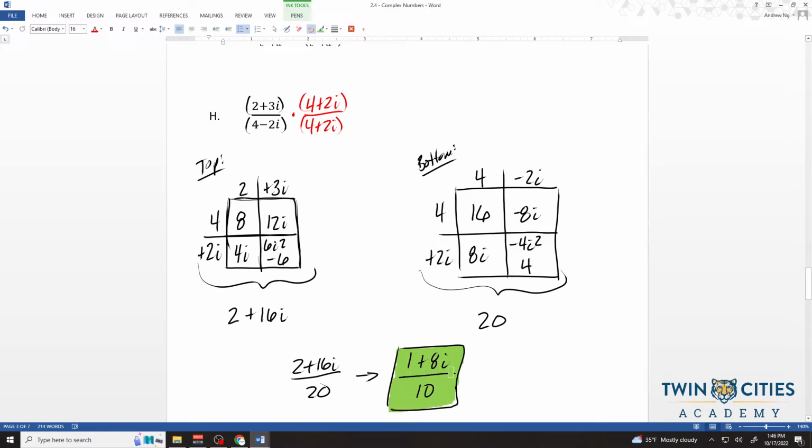If you wanted, you could also split this up. Make this 1/10 plus 8i over 10, and then you could reduce that further. This would be the same thing, so I'll say or. You could say that this is 1/10 plus, and then instead of 8i over 10, you could say that that's 4i over 5. Both of these would be acceptable.